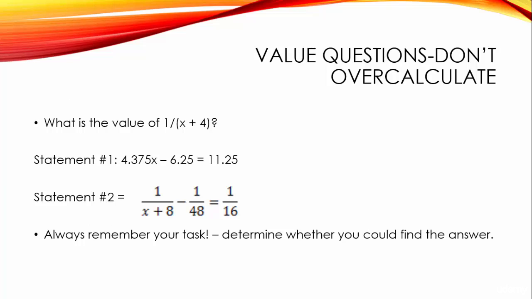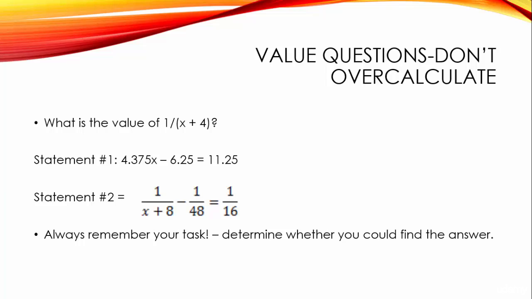Let us look at an example. What is the value of 1 over x plus 4? Statement 1 given is 4.375x minus 6.25 is equal to 11.25. Statement 2: 1 over x plus 8 minus 1 over 48 is equal to 1 over 16.